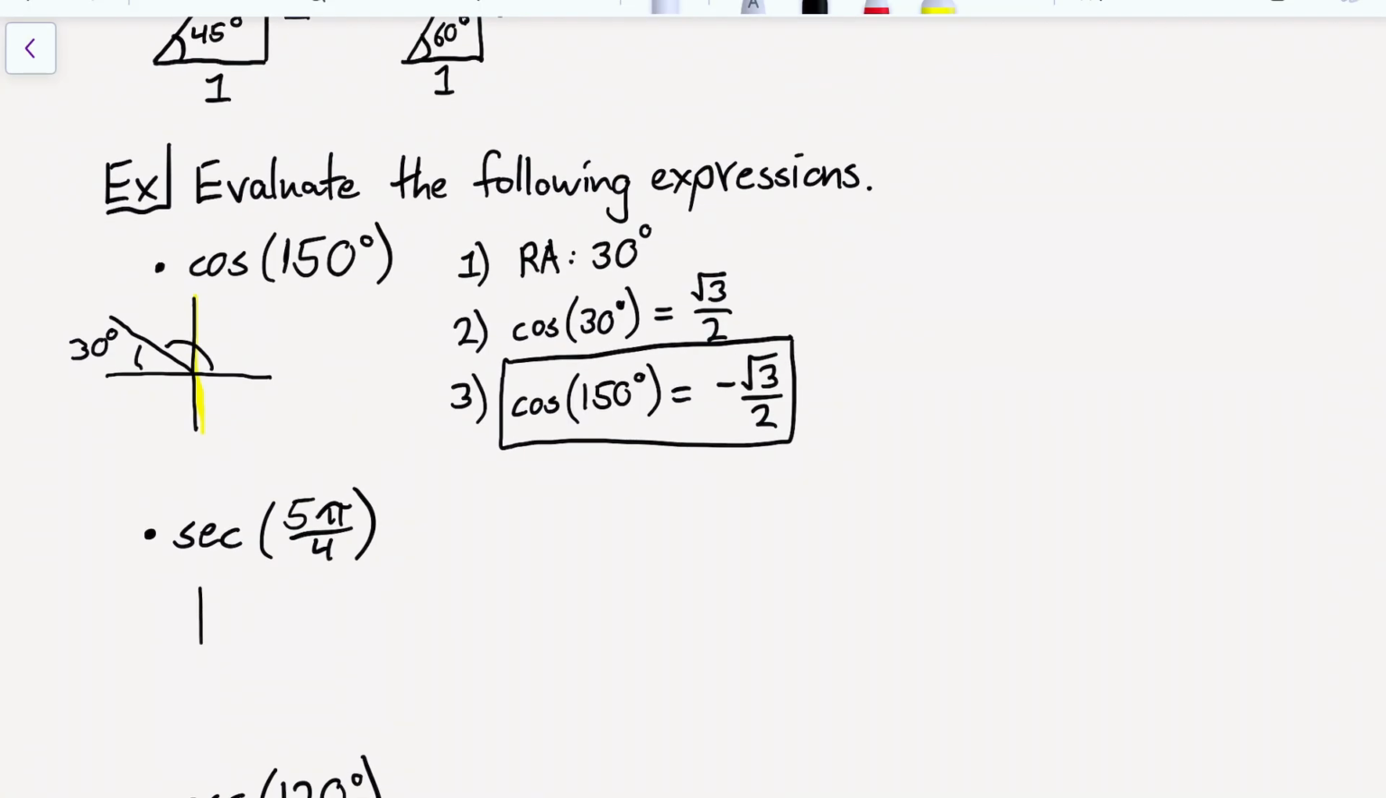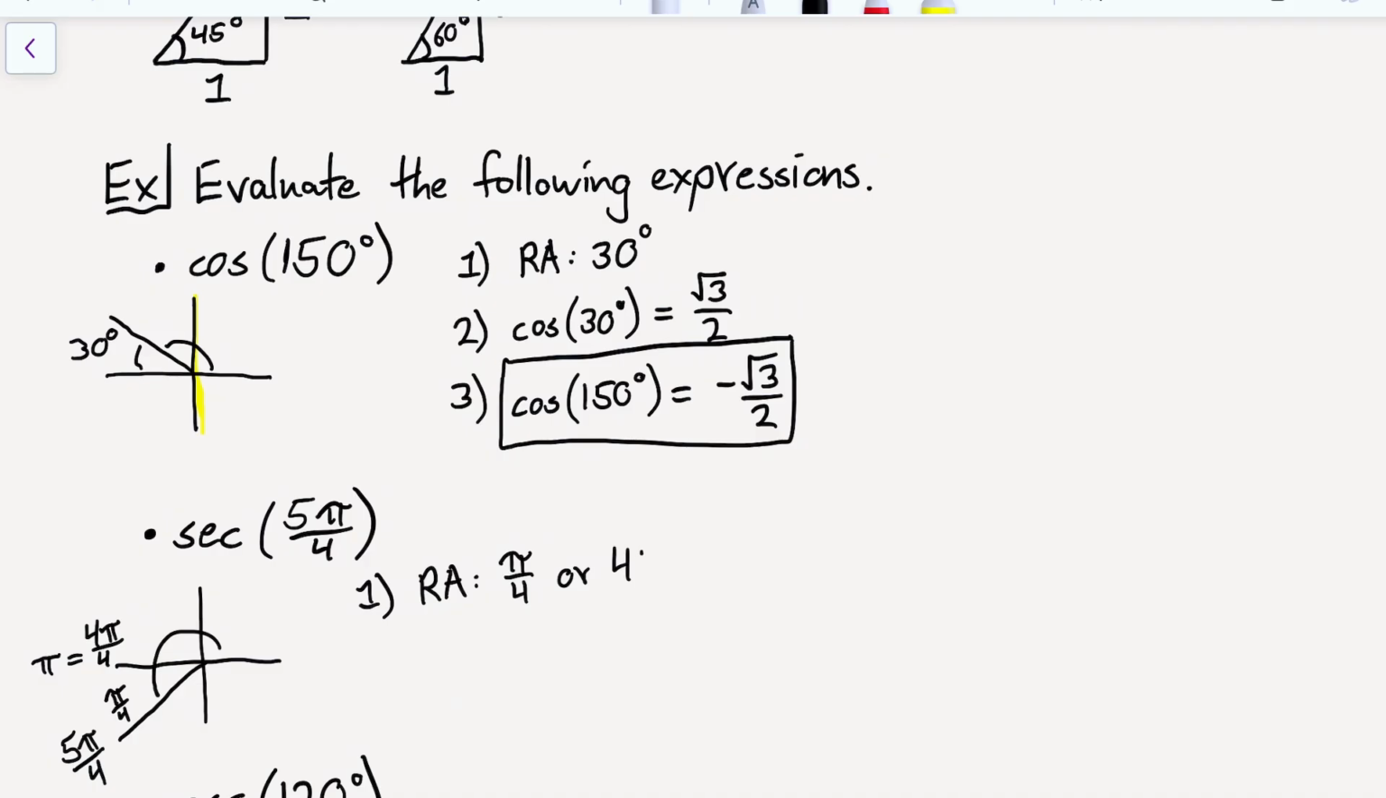Next, we have secant of 5 pi over 4. Once again, let's try to identify what quadrant this is in. 180 degrees is the same as pi, which here we could rename as 4 pi over 4. 5 pi over 4 is further along in quadrant 3. The reference angle here is pi over 4. We can obtain that by taking 5 pi over 4 minus 4 pi over 4, and we get our reference angle. So step 1, find the reference angle of pi over 4, or 45 degrees.